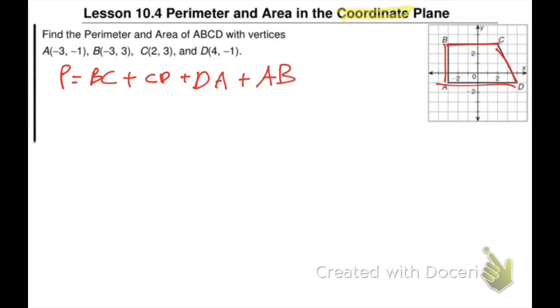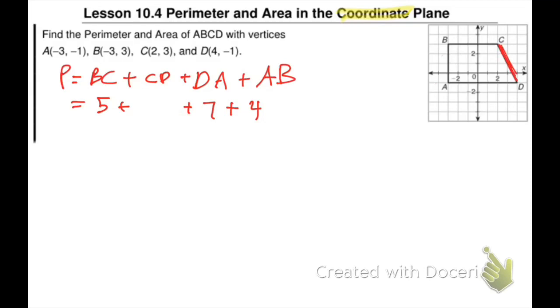Most of these are horizontal or vertical lines, so I can count those units. BC was 5. DA was 7. BA was 4. Let's see, 1, 2, 3, 4. Yep. The only one I have issues with is CD. I can't just count that one because it's at an angle. It's a diagonal line. So how do I calculate the length of that side right there?